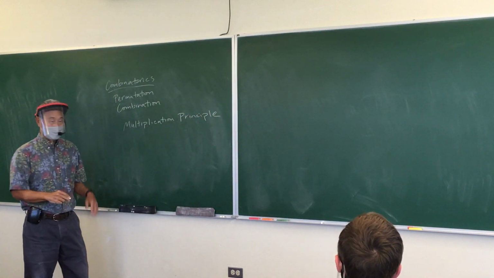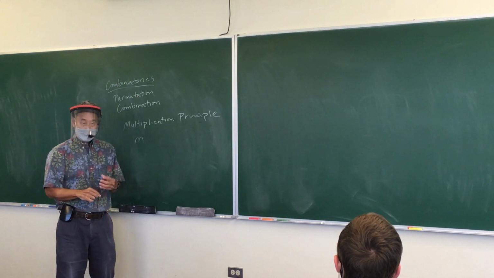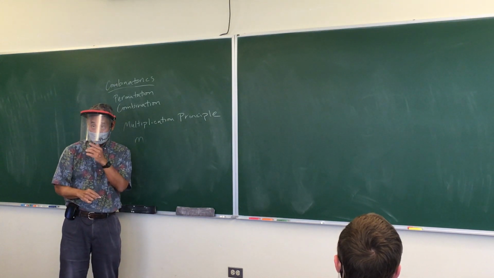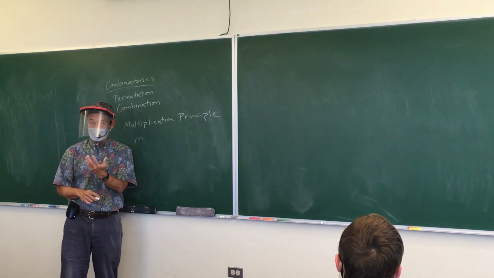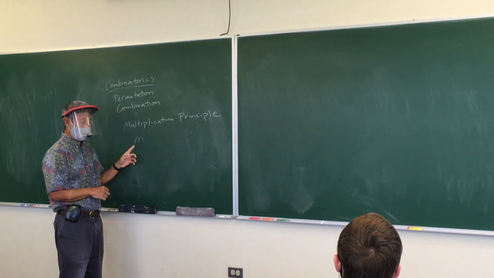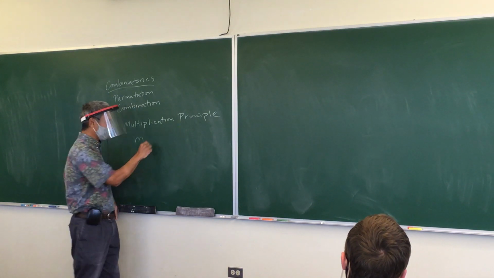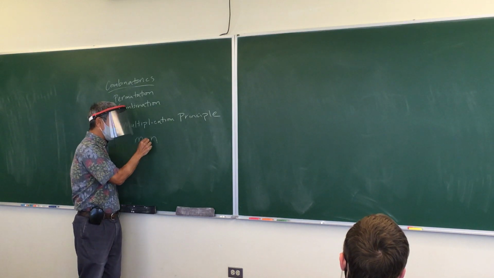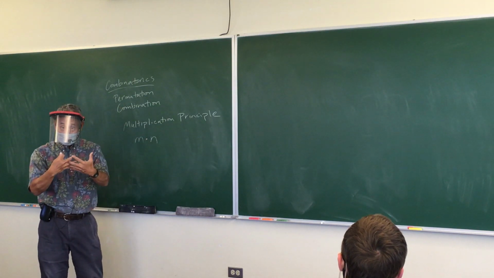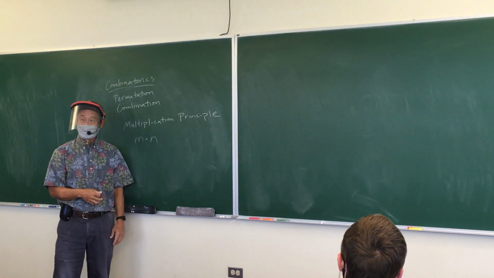Which is, if one event can occur in m ways, and, see the word and there? And implies multiplication, whereas the word or implies addition. If one event can occur in m ways, and another event can occur in n ways, the number of ways they can occur together, that's another key word, is m times n.